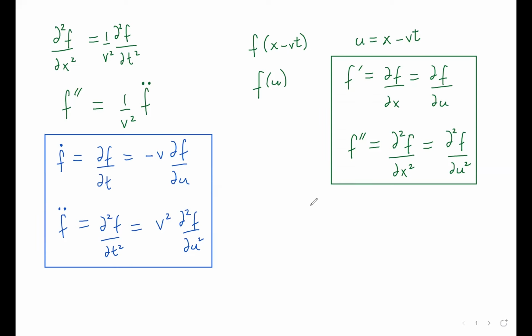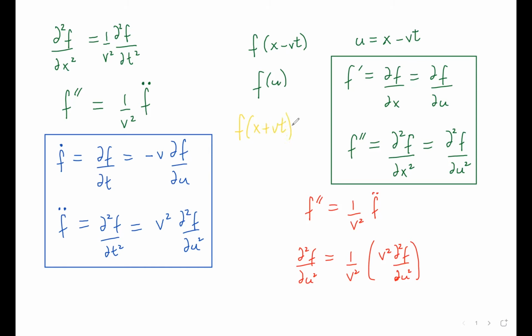The boxes summarize our results so far. Putting it all together, we can check that f does indeed satisfy the wave equation. Plugging in for f double prime and f double dot, we see that, yes, this equation is satisfied. And the only thing we ever required of f was that it be a function of the combination x minus vt. Similarly, you can go through and show that x plus vt is also a valid combination, and that any function of x plus vt will also satisfy the wave equation.